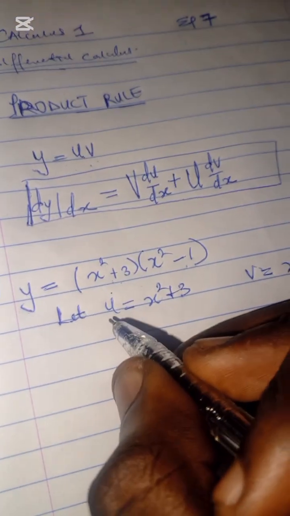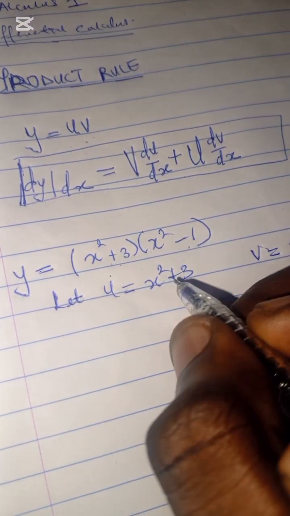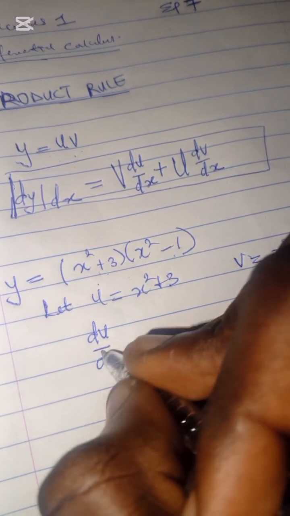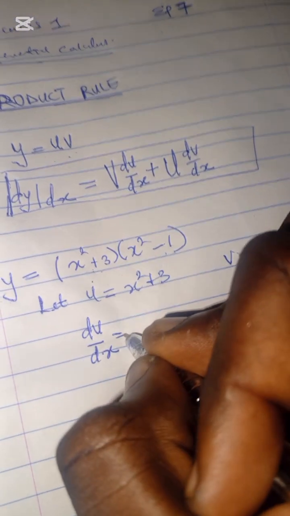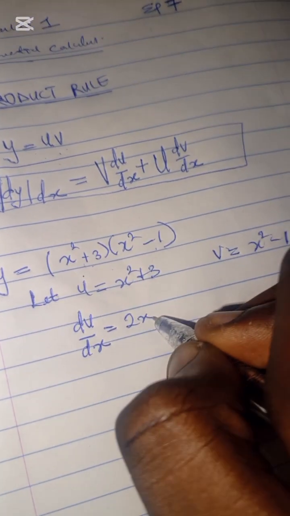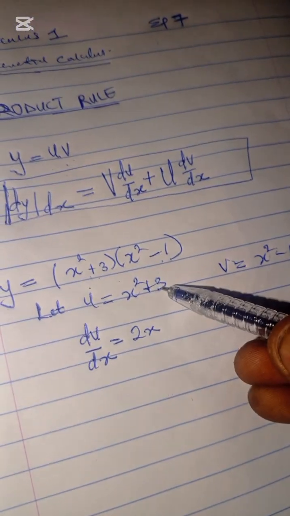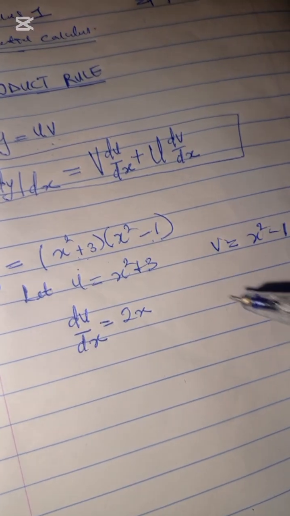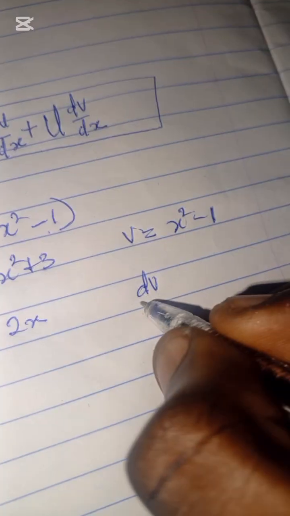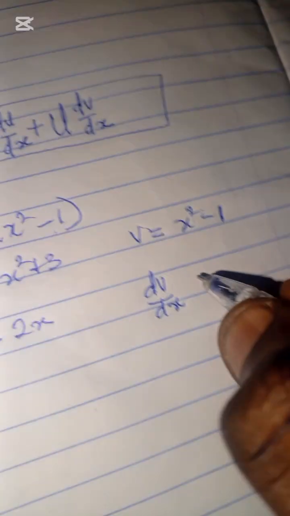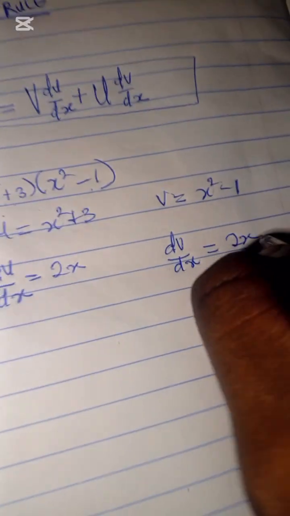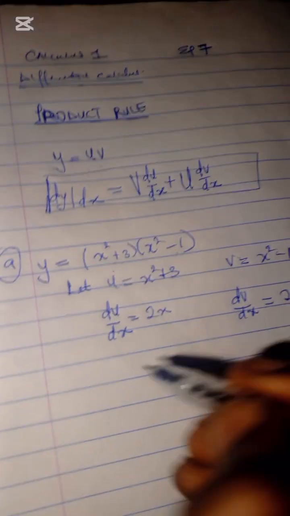So this is u, and we are differentiating u with respect to x, that is du over dx. By now we should be able to differentiate simple functions like this. This should give me 2x, because the derivative of a constant is 0. Now come to this side, dv over dx. This should also give me 2x. Yes, 2x.